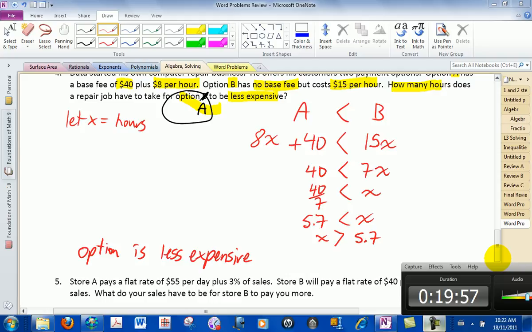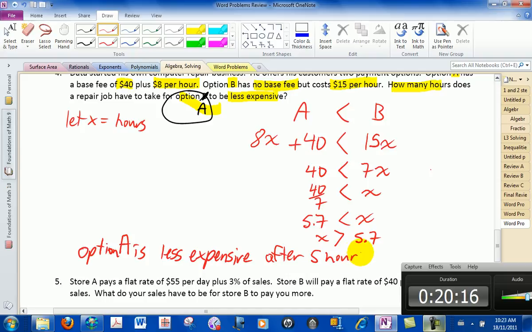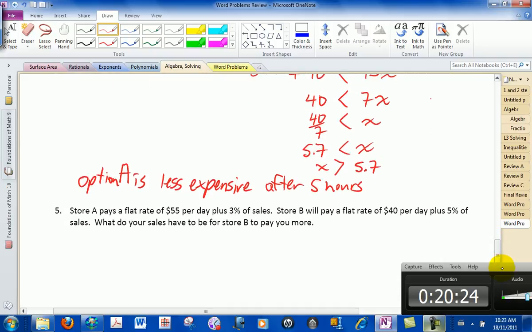Well, yeah, but we count whole hours. We're not going to do the decimals, okay? So I'll charge you 5 hours or 6 hours. So option A is less expensive after 5 hours or more than 5 hours. Okay. Any questions? Okay, next one.